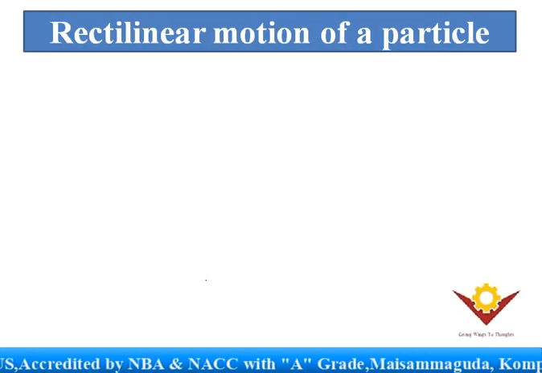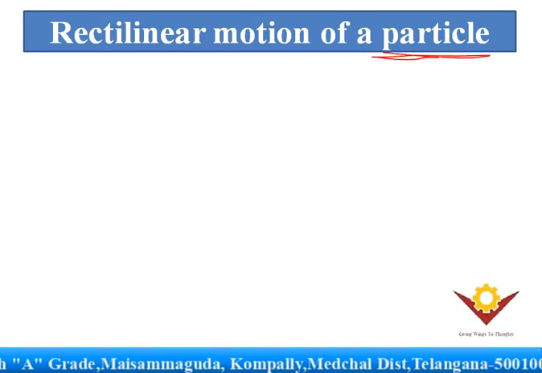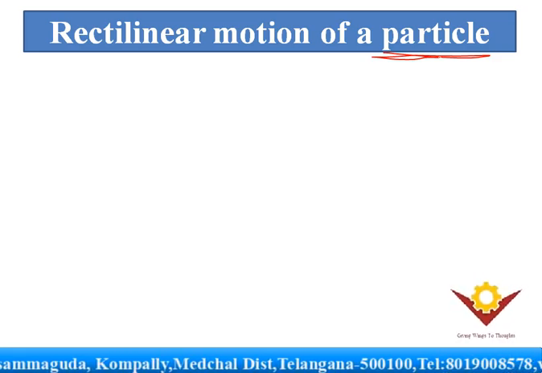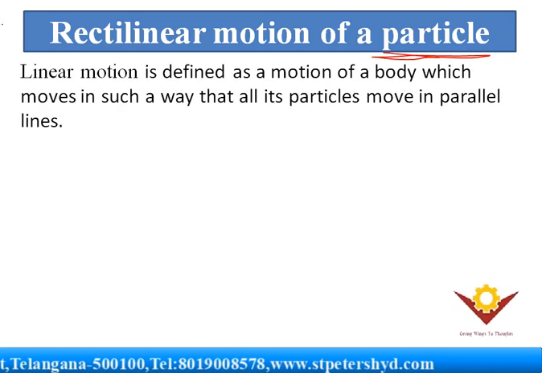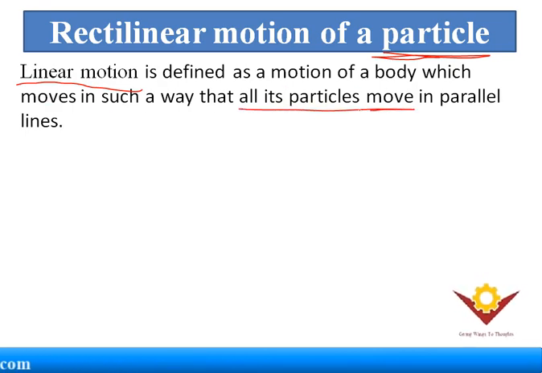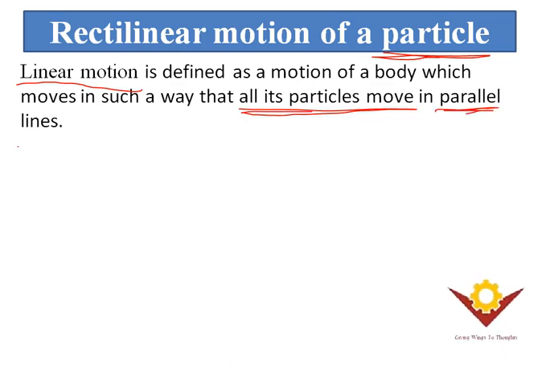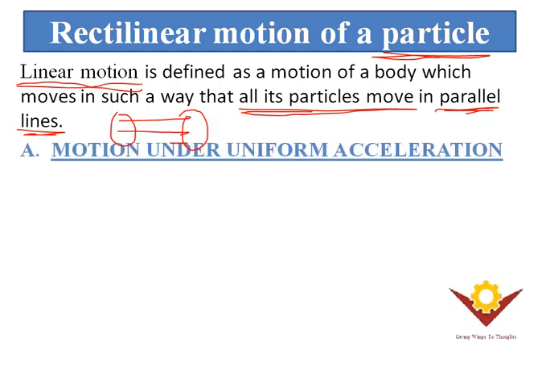Rectilinear motion of a particle. A particle means we won't consider the mass of that particular body. Clear? So linear motion is defined as the motion of a body which moves in such a way that all its particles move in parallel lines. Just now we observed that for any body having parallel lines, we call it rectilinear or linear motion. And what are the equations we have for this?